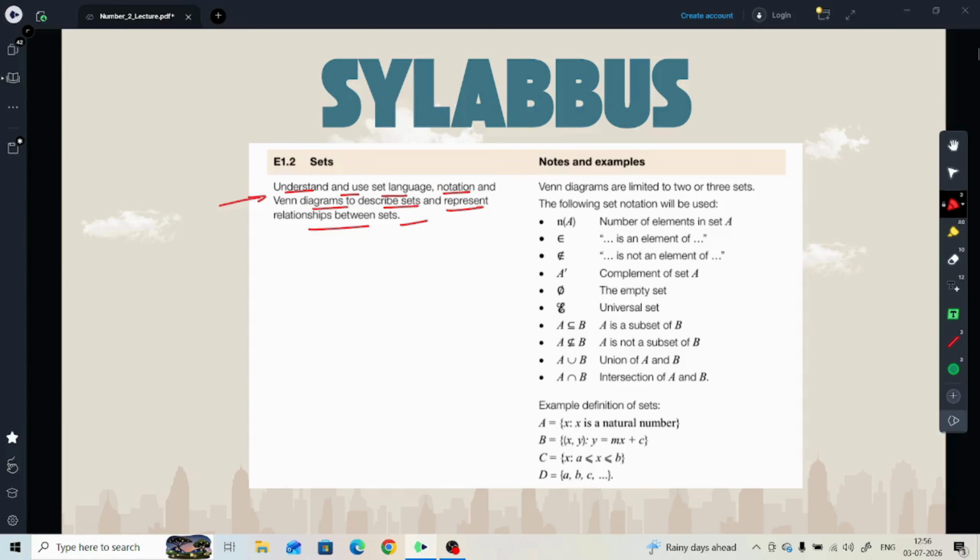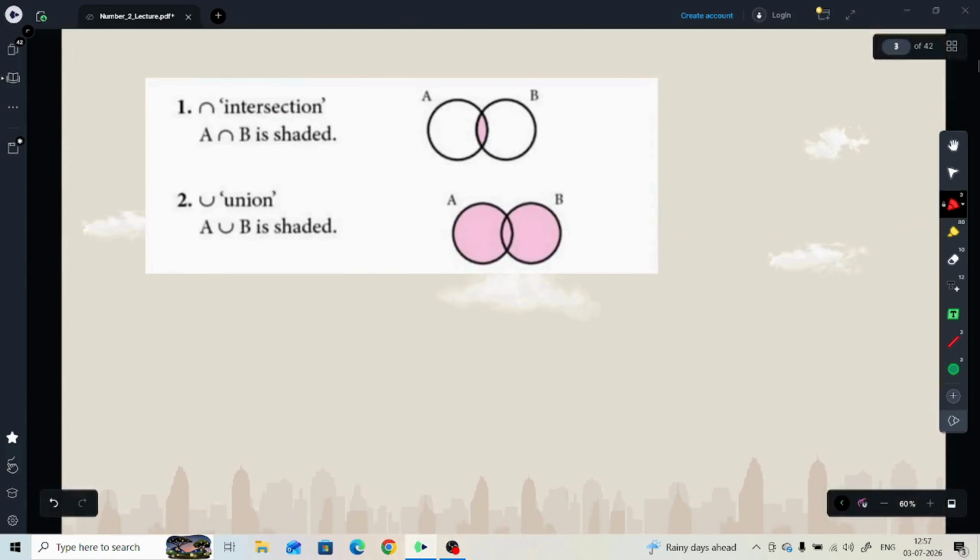They have also given an example: when diagrams are limited to 2 or 3 sets, the following set notation will be used. These are the symbols that will be used frequently, and I will be explaining them to you. Don't worry about it. And these are the definitions of sets, which I will also be discussing. After that, we'll be doing a lot of questions, so a lot of coverage will be done at the end of this topic.